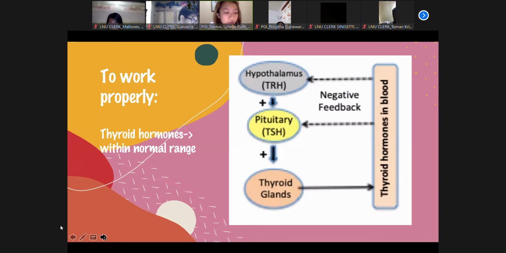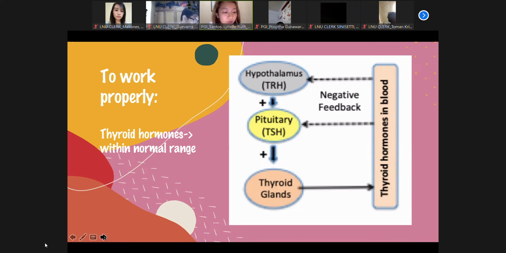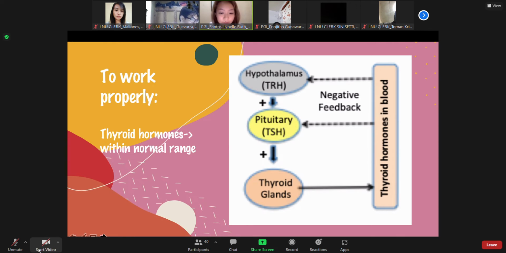So for all of this to work properly, thyroid hormones have to stay within the normal range. In order to do that, the body uses negative feedback. This means when the thyroid hormones are low, the hypothalamus and pituitary gland increase their secretion of TRH and TSH respectively, and the thyroid gland gets more stimulated to produce thyroid hormones, and eventually T3 and T4 levels will go back up to the normal range.